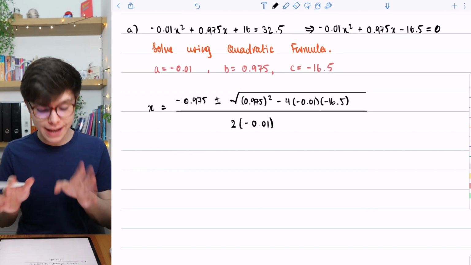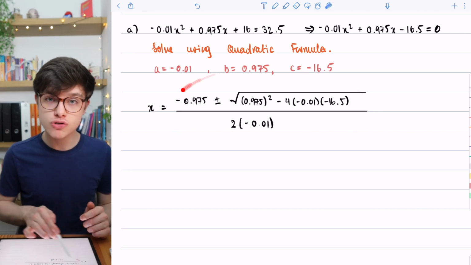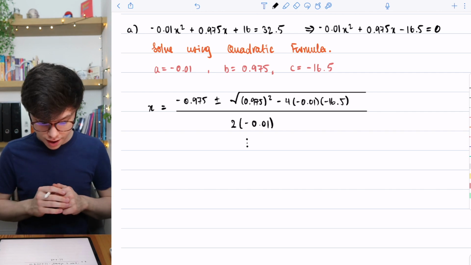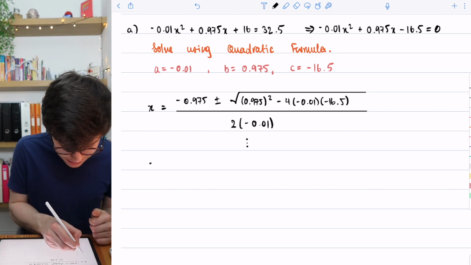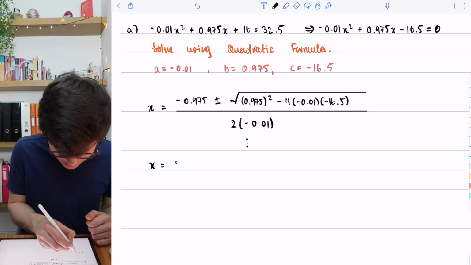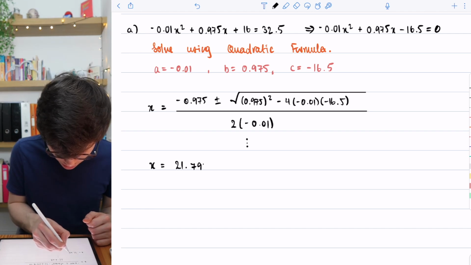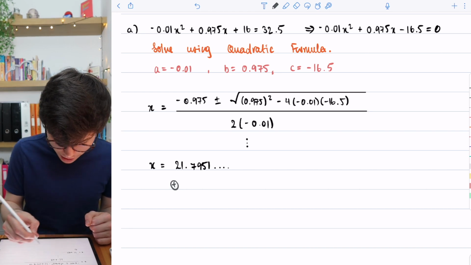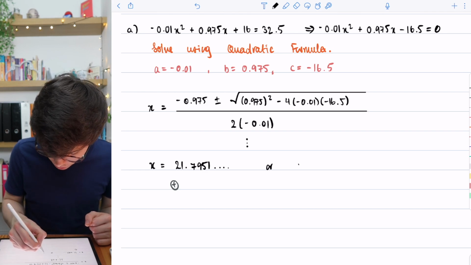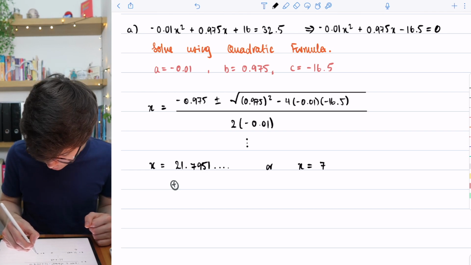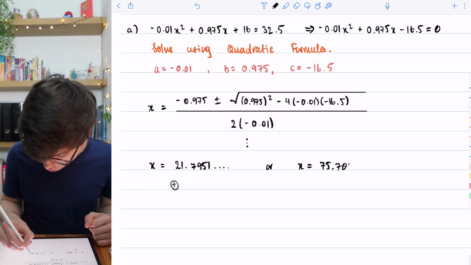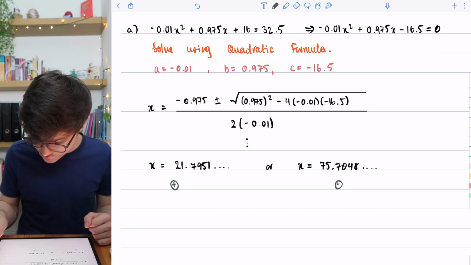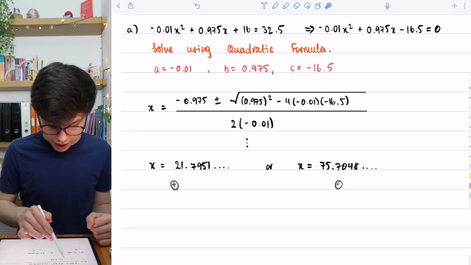Now, when you put that into a calculator, you can actually just put that straight into a calculator, and that's what I've done. We're going to get two values for x. We're going to get x is equal to 21.7951, and that carries on. And that is when we use the positive square root. Or we're going to have x being equal to 75.7048, that carries on, and that is for the negative square root there.